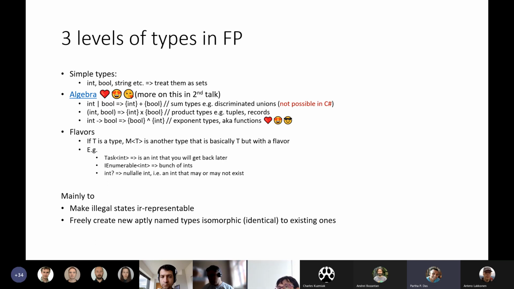Int and bool are tuple, right? Tuple is a product type, and you can also have records. Here it means that you have all the integers, all the 4 billion entries multiplied by 2. So now you have 8 billion entries, right?